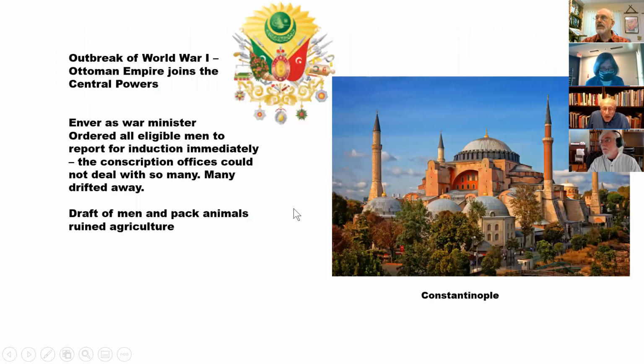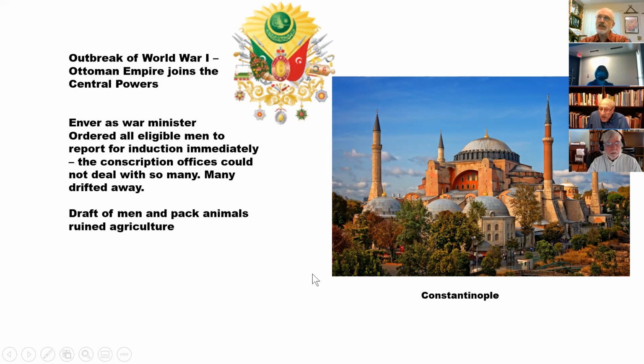All right. The war breaks out, and both sides woo the Ottoman Empire, but the Young Turks decide to go with Germany. And this is this sort of coat of arms, wonderfully ornate. And I give you a picture of this fabled city of Constantinople, now called Istanbul.